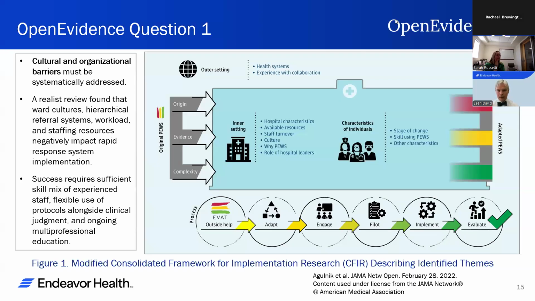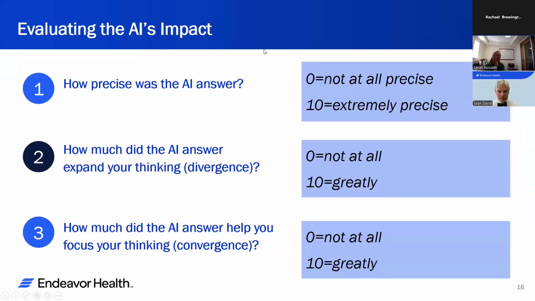Great, thank you. Okay, and now to the audience. Rachel, do we have... okay. So we have 3 questions, and this is an internet poll where we would like to encourage all of you to participate. And the 3 questions are the following. First, how precise was the AI answer? From 0 to 10, 10 being the most precise. 2, how much did the AI answer expand your thinking about this topic? And 3, how much did the AI answer help you focus your thinking? Convergence. And we'll put that up there for about a minute.